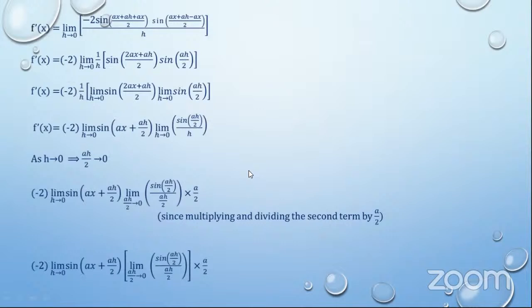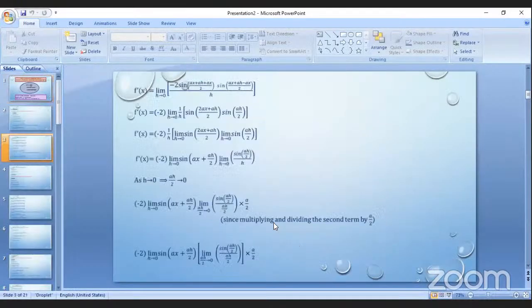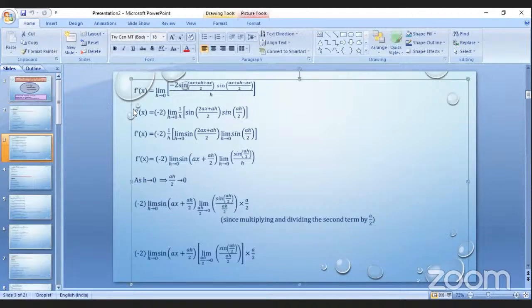Cos c minus cos d equal to, f dash x equal to, after applying the formula cos c minus cos d equal to minus 2 sine of c plus d by 2 into sine of c minus d by 2. Here c equal to ax plus ah and d equal to ax.